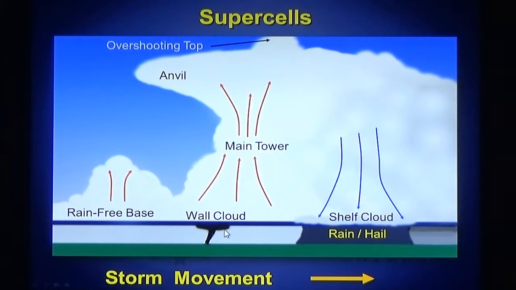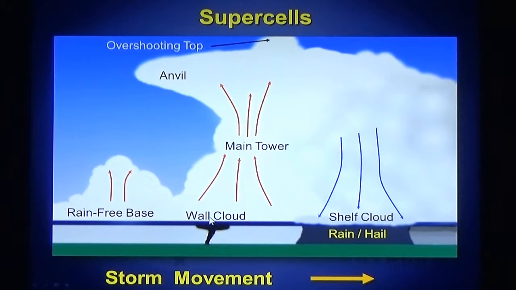Sometimes with a supercell, part of the rain-free base drops down to form the wall cloud. Sometimes a wall cloud will start rotating, and sometimes out of a wall cloud that's rotating, you'll get a funnel cloud or a tornado. Just because you get a wall cloud, it does not mean you'll get a tornado. What's happening here is the rain-cooled air is coming out of the thunderstorm and being sucked back into the storm right here.